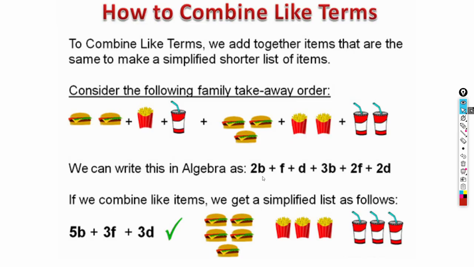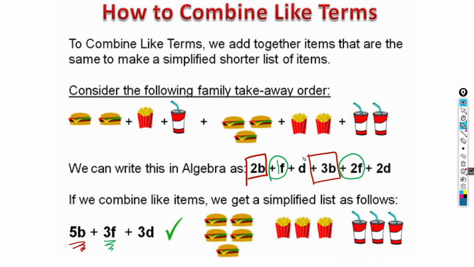For example, we had 2 burgers. Let me get my pen up. We had 2 burgers combined with 3 more burgers. Together, 2 plus 3 makes 5 burgers. They were alike, so we could combine them. Then we had 1 fry and 2 more fries over here. Those were alike. Remember, when we have just a variable with no number in front, it's like there's a 1 there. There was 1 set of fries. So 1 plus 2, of course, is 3. So altogether, we have 3 fries.